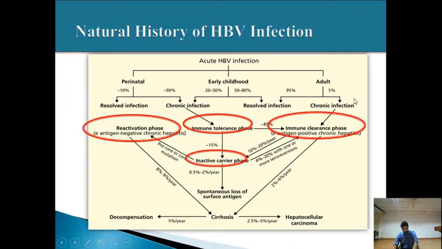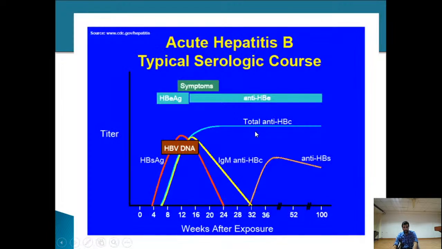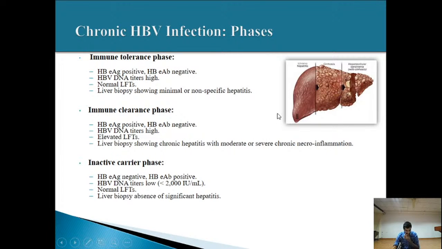In adults, 95% go through this phase. In children or in perinatal infection, only 10% will be cured this way. So what happens to the rest? The rest end up in chronic hepatitis B. So chronic hepatitis B will have different phases depending upon what age the patient is, and what age the patient got infected. So it will differ. When you are an adult, only 5% go into chronicity, that we have seen.